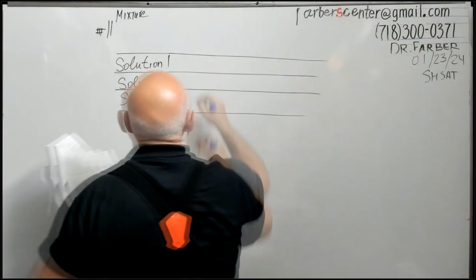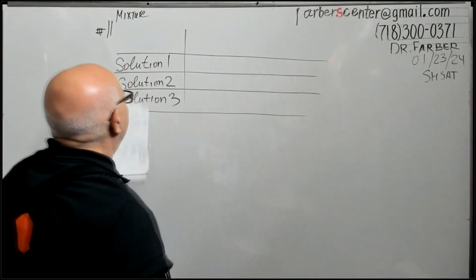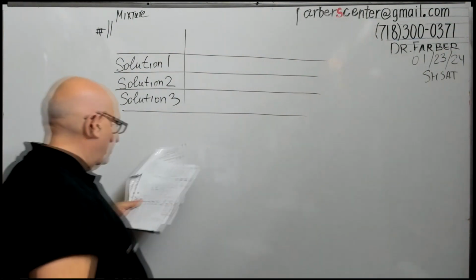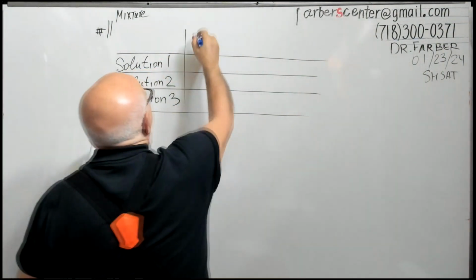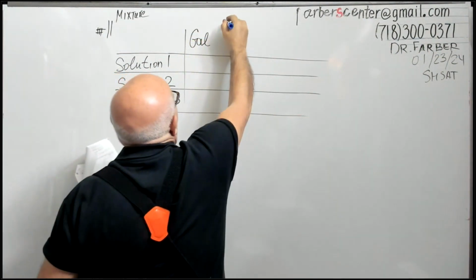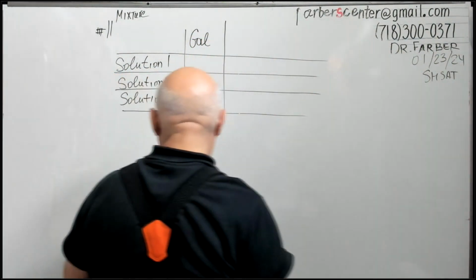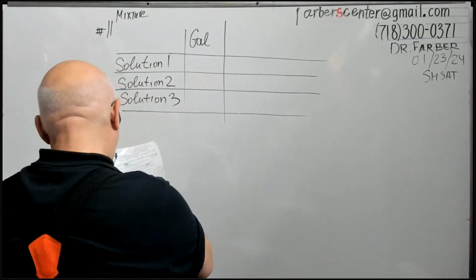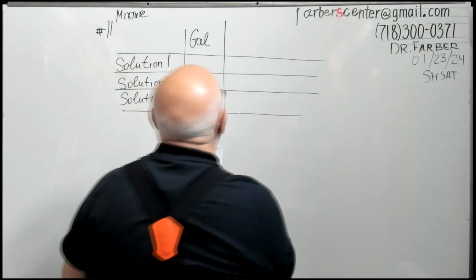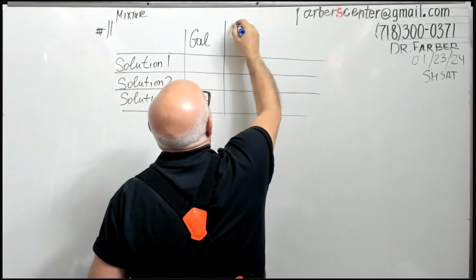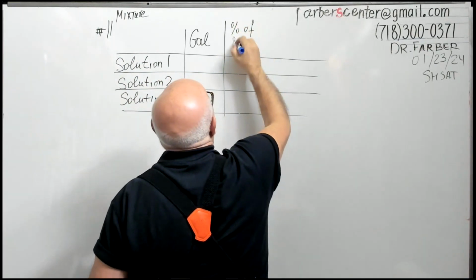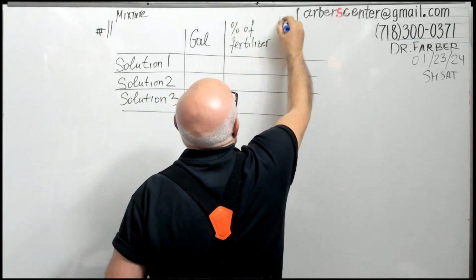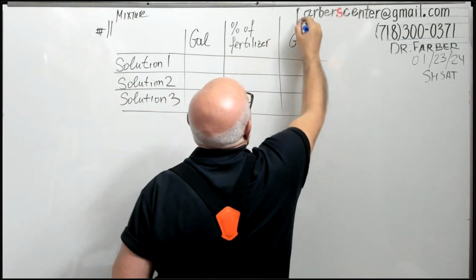And what we know, unit of measurement. So far, we have three objects, like in object-oriented programming, and we have properties. What property? Read this question. You have gallons. And what else? Second, percent of what? Percent of fertilizer. And you got here gallons of fertilizer.